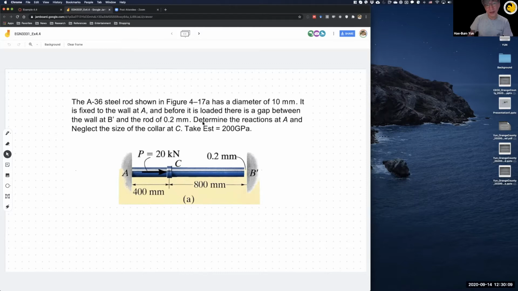Determine the reactions at A, and neglect the size of the collar at C. So you can neglect the collar, and you can assume this is a constant cross section, and the Young's modulus of steel is 200 gigapascal. This is an interesting problem, right?